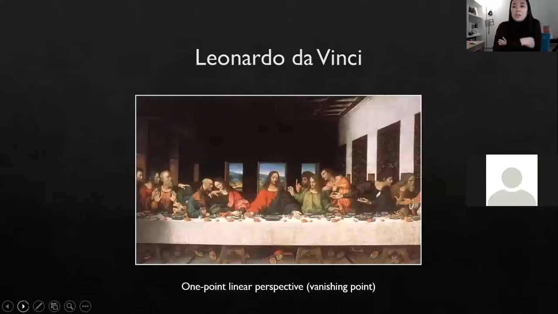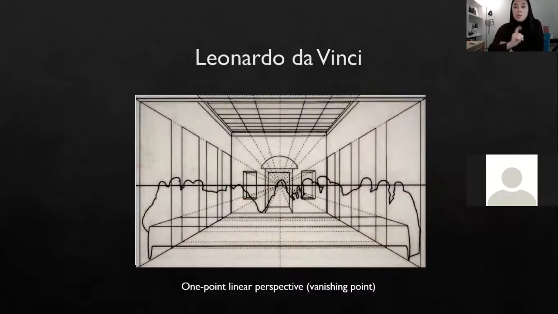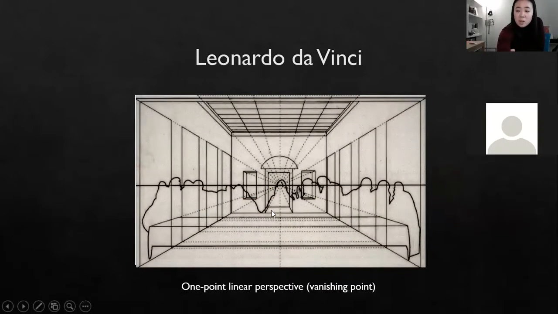So this is the Last Supper by Leonardo da Vinci. We saw it in the last meeting. In this painting, he used 1-point linear perspective, with the vanishing point at the center of the implied space. So this is a good perspective technique for compacting many objects in a limited space.